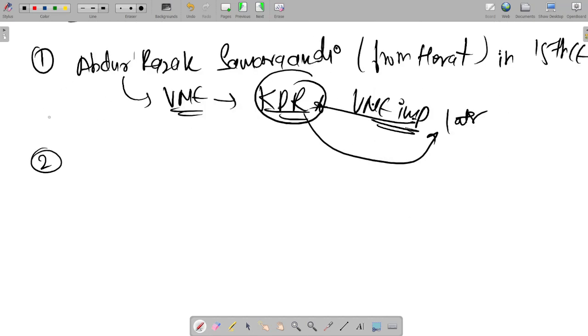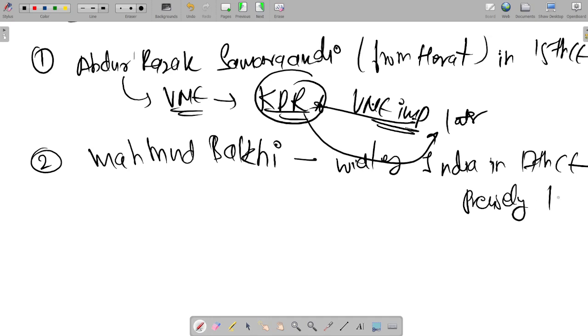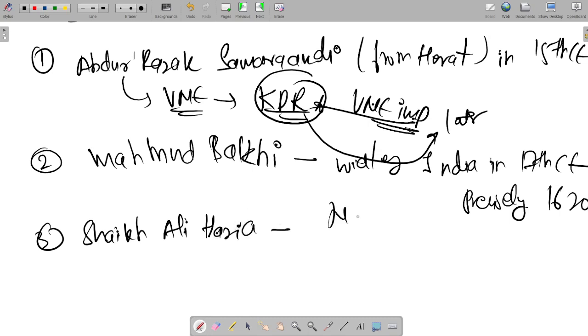The second one inspired was Mahmud Balkhi. He traveled widely in India in 17th century CE, precisely 1620. Third one was Sheikh Ali Hazin. He traveled North India majorly during 18th century CE.